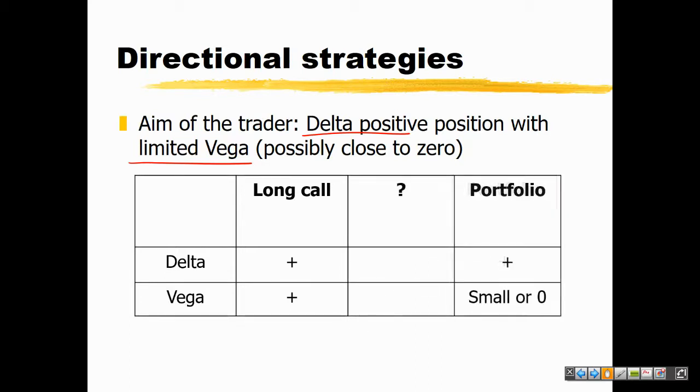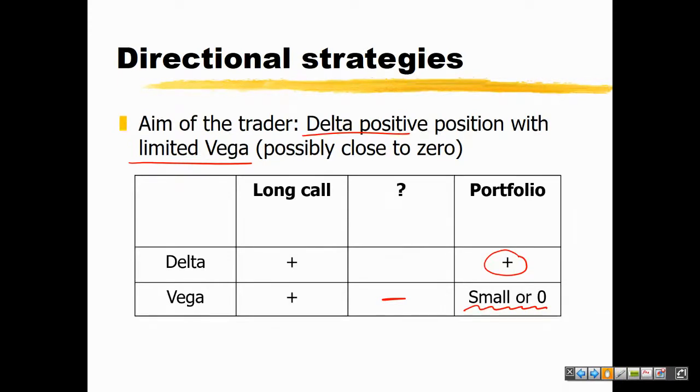But then I say, look, I want to combine this with something else such that my final portfolio is going to be delta positive, but with a very small or possibly 0 Vega. How can we do that? First intuition. In order to have an overall 0 or close to 0 Vega, it's pretty clear that here we must have something which is Vega negative.